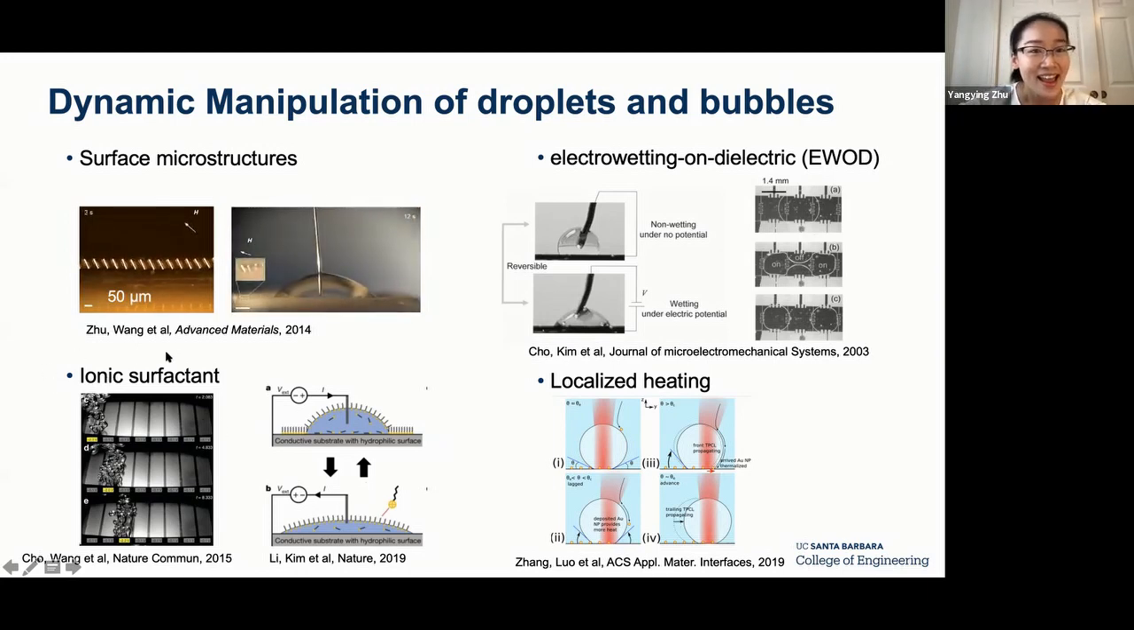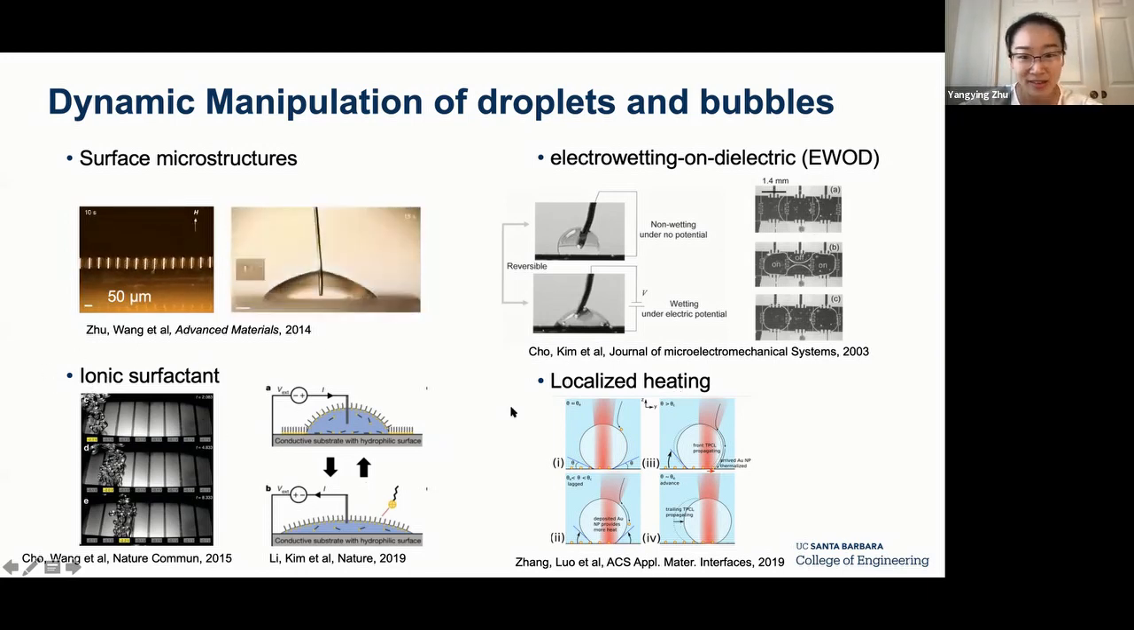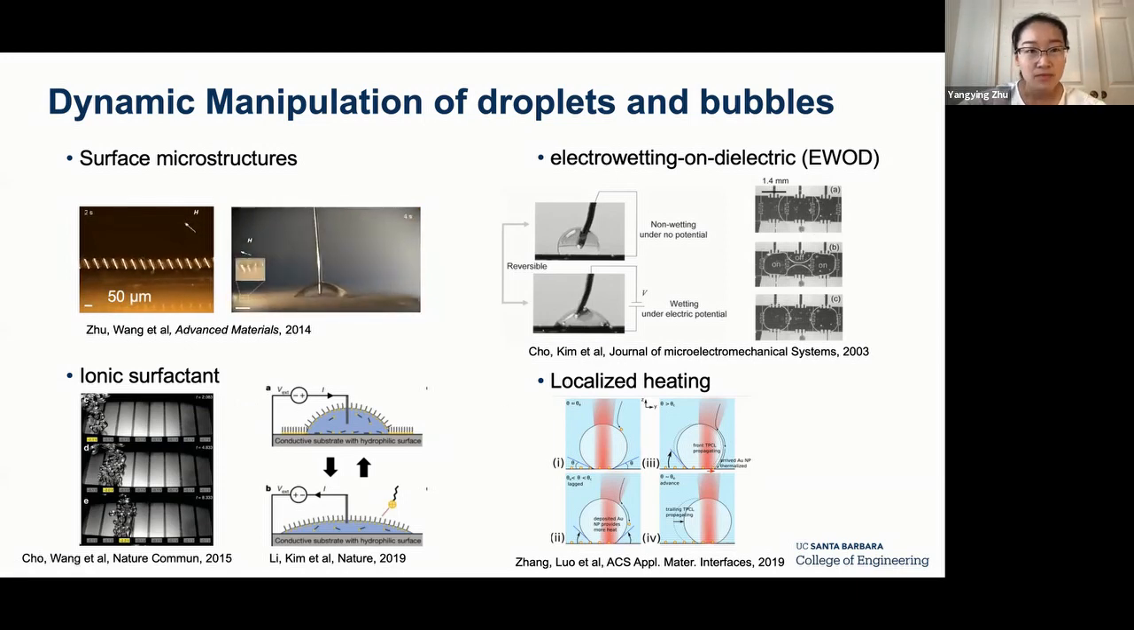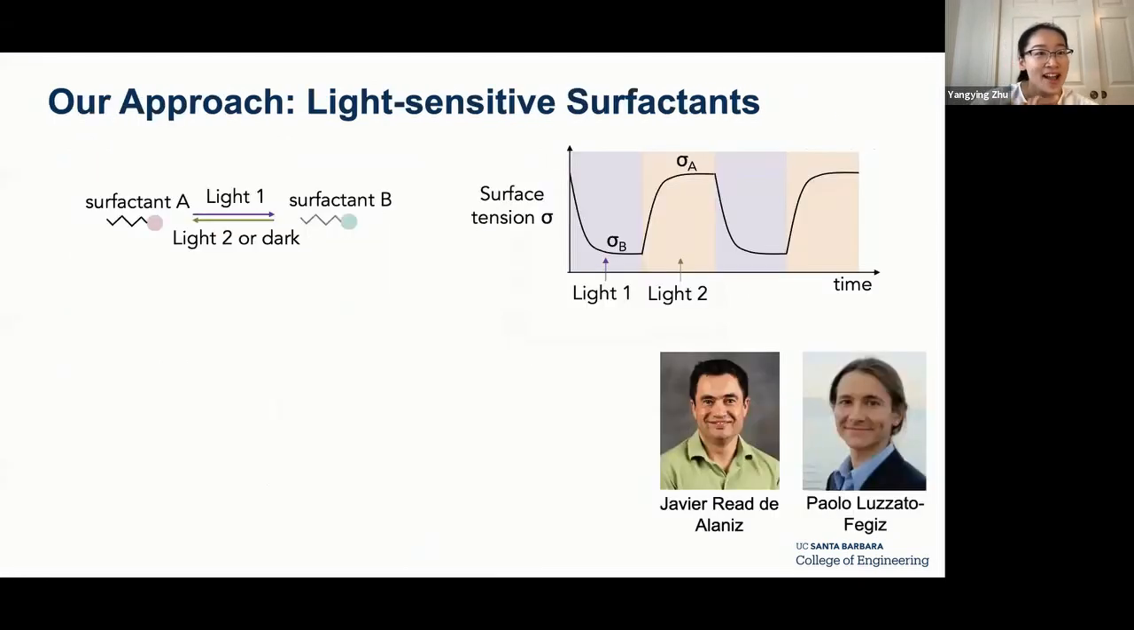So these latter two methods have their advantages. So we've been thinking, can we combine them to achieve a microfluidic manipulation platform that's easy and also does not require high voltage or high laser power? I want to mention that this laser localized heating does need a relatively high laser energy. And so our approach is that we selected these light-sensitive surfactants to manipulate fluid.